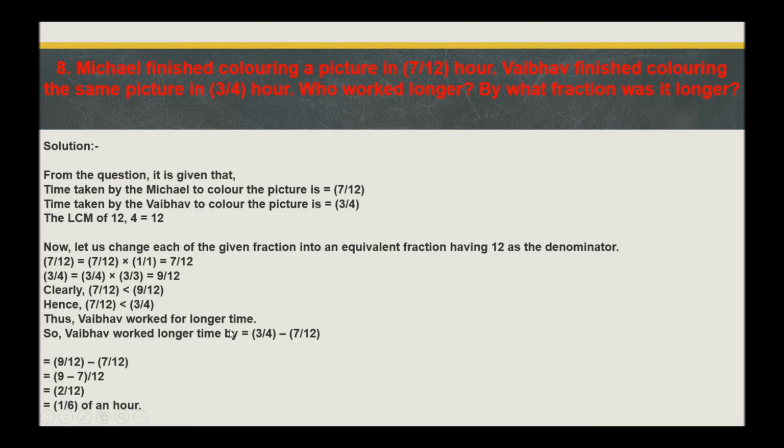So Weber worked for a longer time. Weber worked longer by 3 by 4 minus 7 by 12. So it is 9 by 12 minus 7 by 12. 9 minus 7 upon 12. So it is 2 by 12, which means 1 by 6 of an hour.